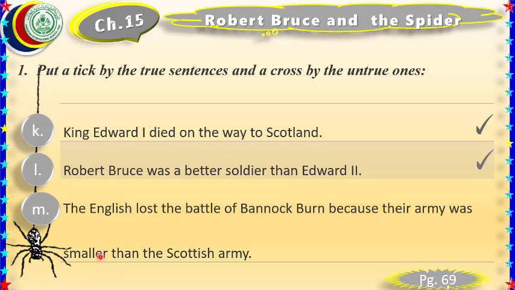Their army was 10,000 and the Scottish army was 3,000. In the English army there were 10,000 soldiers, and in the Scottish army there were only 3,000 soldiers. Therefore this statement will be wrong. It will be a false statement. This statement says their army was smaller, but the English army was not smaller. That is why this statement will be a false statement.